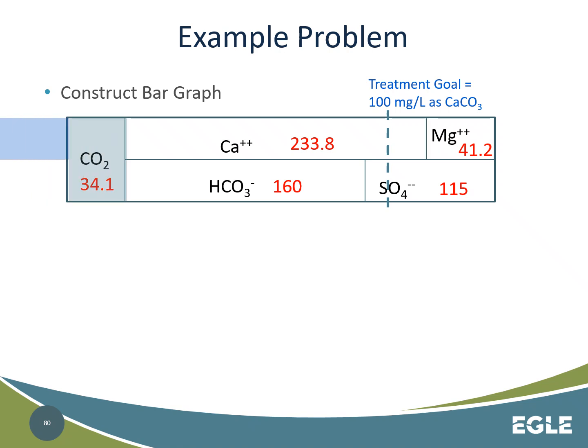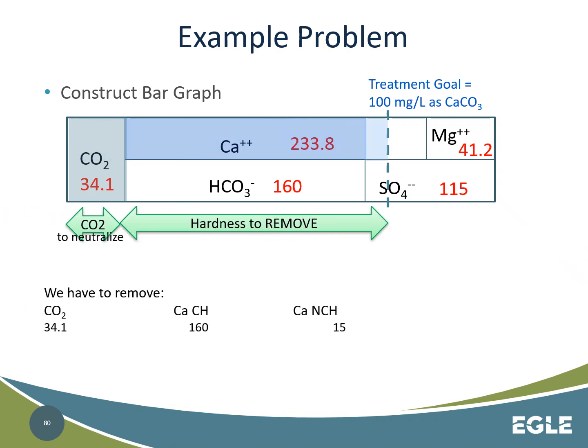What do we need to remove to meet our treatment goal? We need to neutralize all the CO2, then we need to remove all of the calcium carbonate hardness, which in this case is equal to the bicarbonate. Then we need to remove a portion of the calcium non-carbonate hardness, which we can do some quick subtraction to figure out.